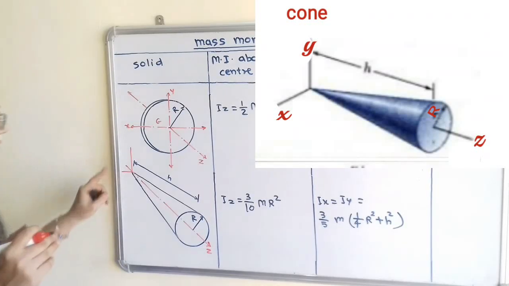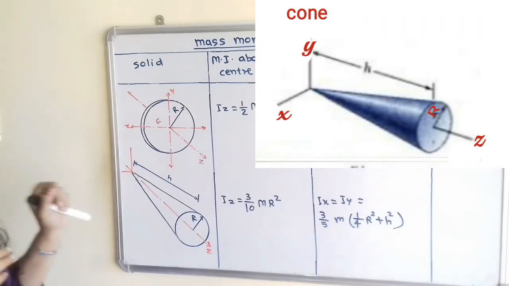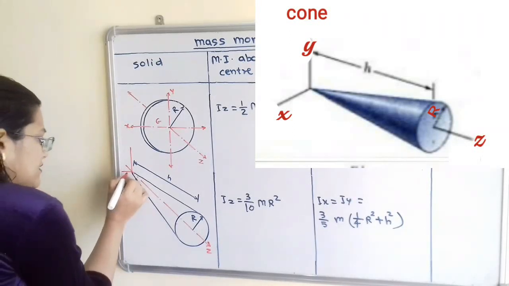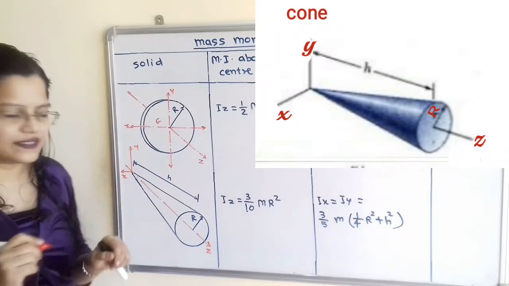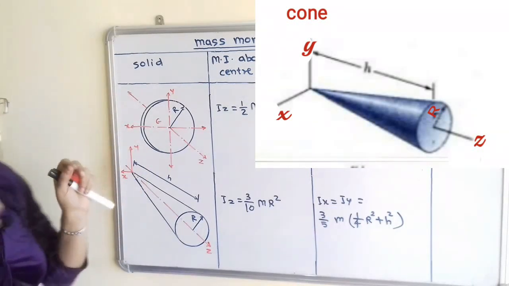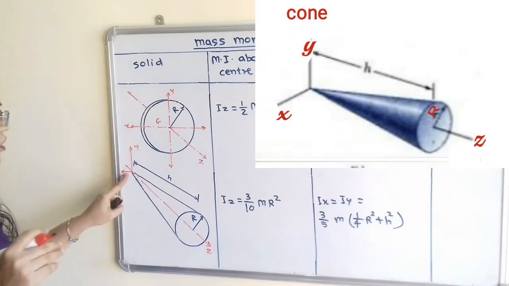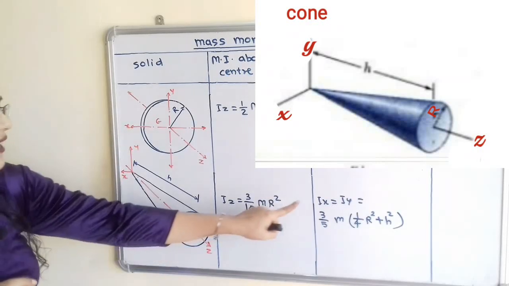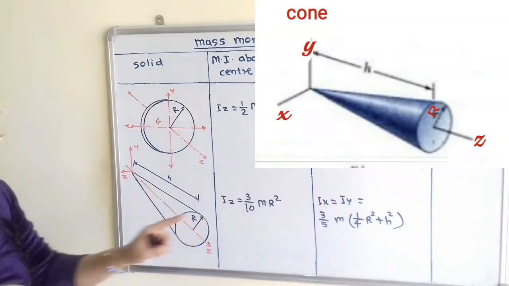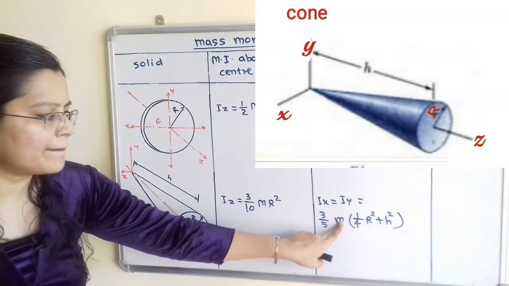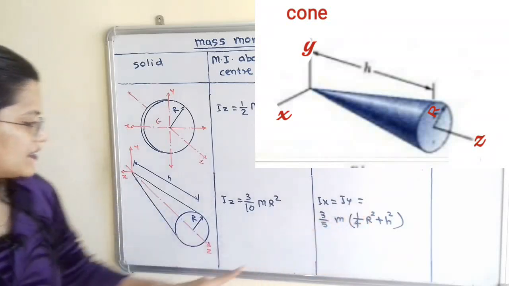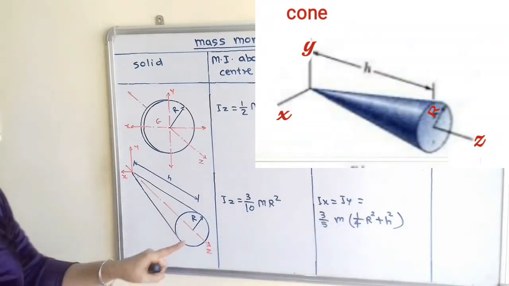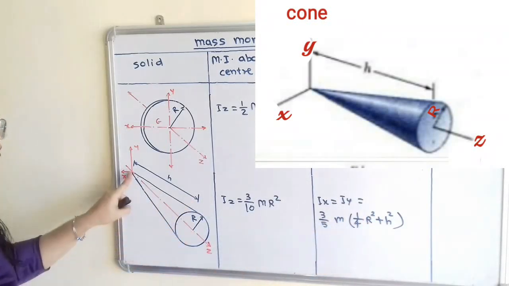Now if I take the two axes passing through the apex, this horizontal axis as the x-axis and this vertical axis as the y-axis, then how to take the moment of inertia along these x and y axes? So Ix is equal to Iy is equal to 3 by 5 m (1 by 4 r square plus h square), where h is the height of this cone.